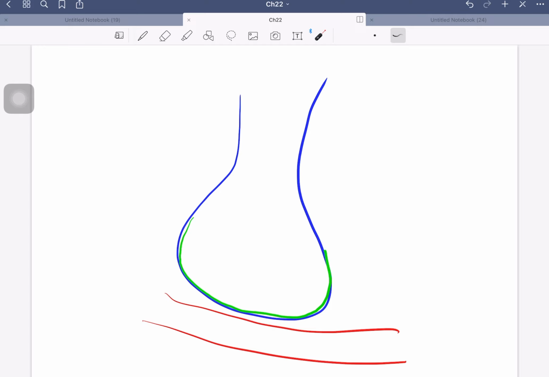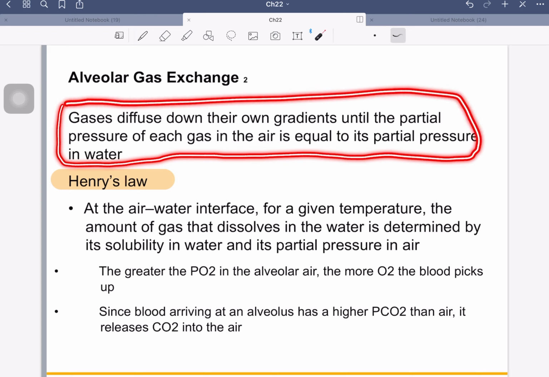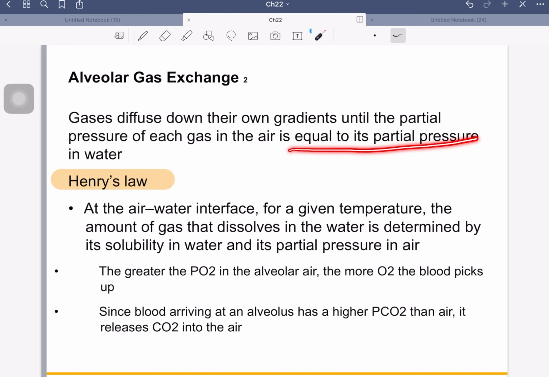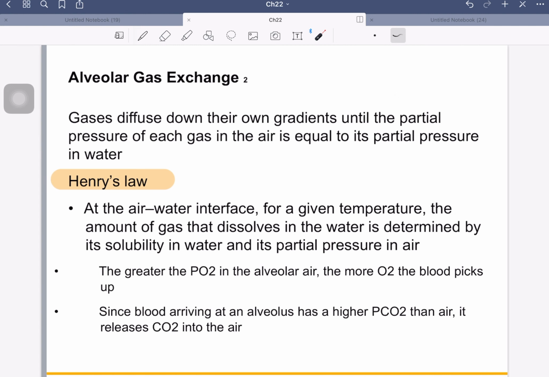So let's talk a bit about this water layer and some of the things that really are involved with gases getting across. And that brings us to the concept of Henry's law. Now, first of all, I want to point out gases diffuse down their own gradients until the partial pressure is equal on both sides. Okay? Remember, the thing that really drives things is things go from high pressure to low pressure. Same thing happens here. Let's look at Henry's law. It says, at the air-water interface, do I have an air-water interface? I sure do. There's that thin little water layer, and this is air out here, so that is an air-water interface right there. So, yep, I got an air-water interface.